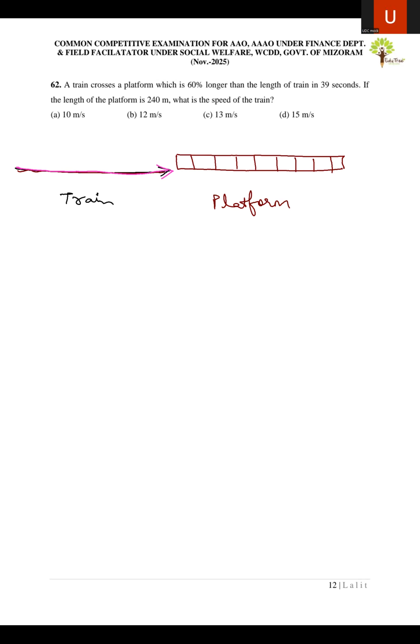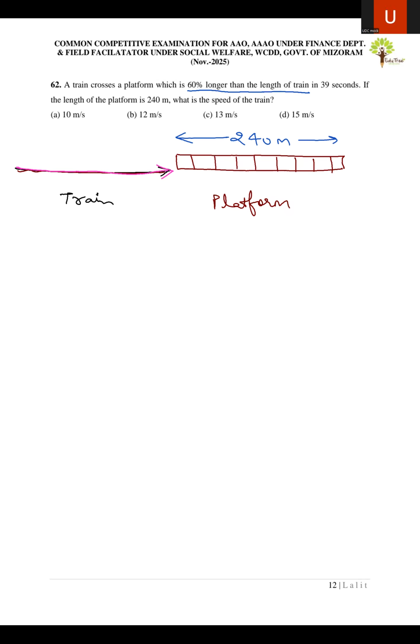So they're saying a train crosses a platform which is 60% longer than the length of the train. So platform is 60% longer than the length of the train. If the length of the platform is 240 meters, so this platform is 240-meter long. So it is given to us that platform is 60% longer than the length of the train.